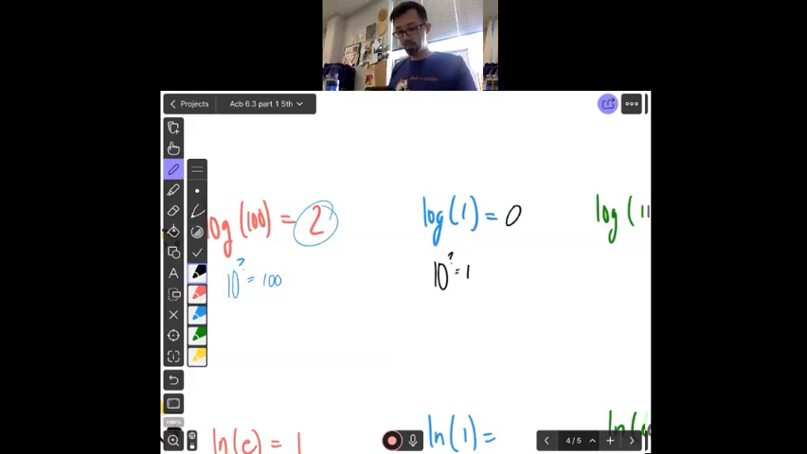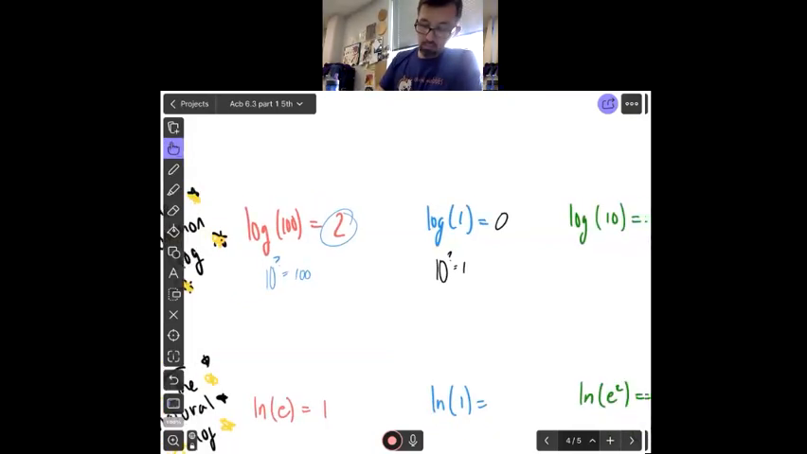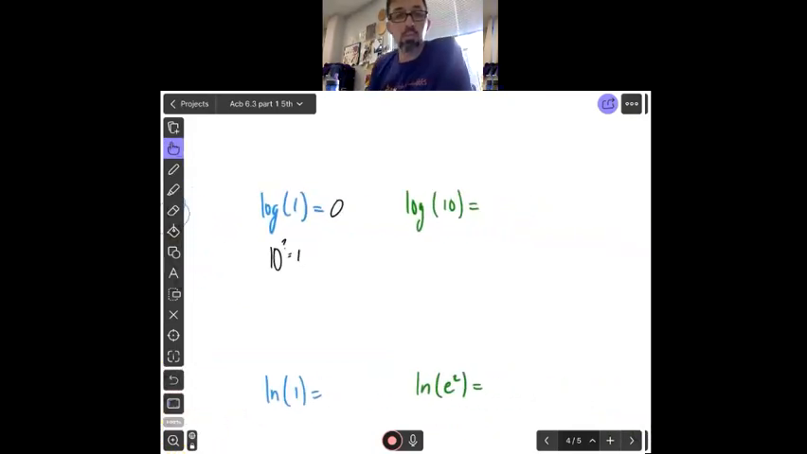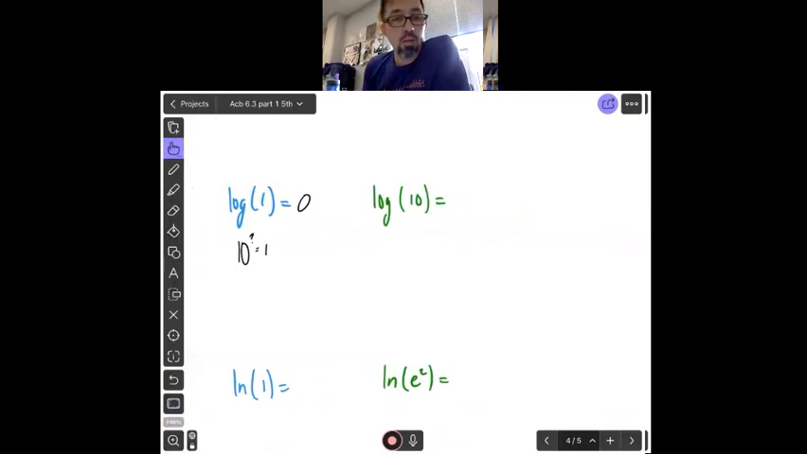Check it out. Hit the buttons. Type it in. Do it. What's log of 1 equal to? Okay. You can see that's going to be 0. All right. Riley, what about this one? Log of 10. What does that mean?